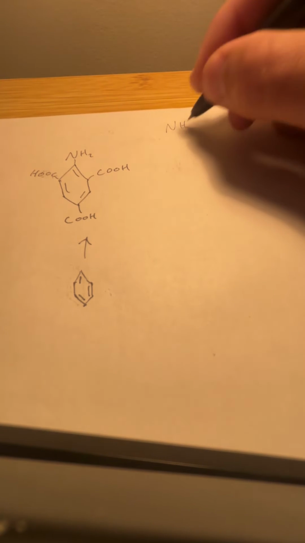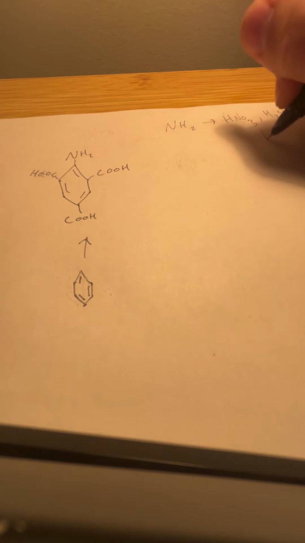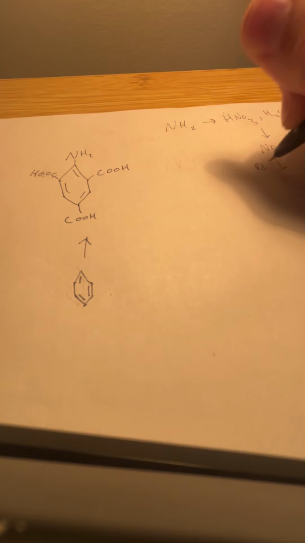All right, well, we know that we're going to need, so I'll put NH2 here. We're going to need a couple of things. We're going to need nitric acid. We're going to need sulfuric acid, and that will get us our NO2. So I'll put that down here. That's going to give us our NO2, okay? And then what we have to do is take palladium on carbon, as well as hydrogen gas, and that will reduce NO2 to become NH2. So that's how we get this NH2 here.